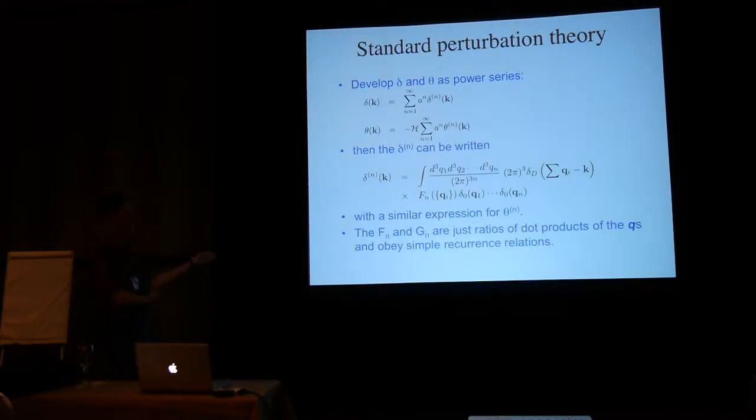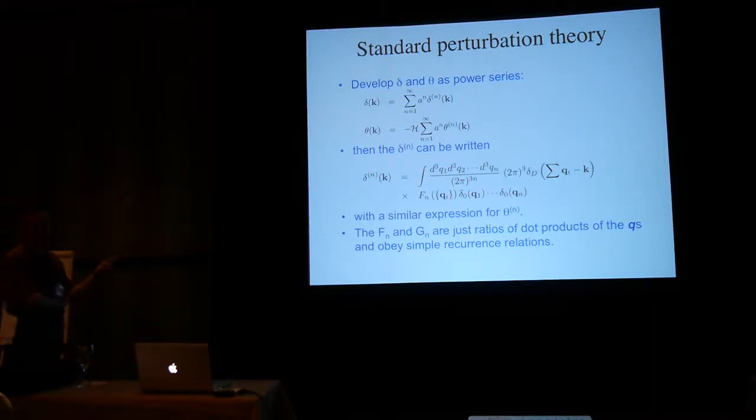And then I can develop delta and theta as power series in A. So this will be the nth order term, n running from 1 to infinity, and theta will have the following expansion. And then you can easily convince yourself that the nth order expression can be written in terms of n powers of this linear theory expression. So that's the sense in which it's nth order. It's nth order in this linear theory delta naught.